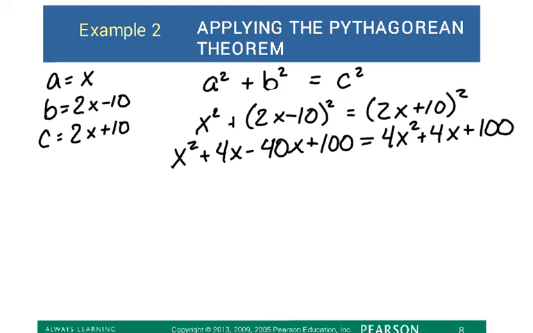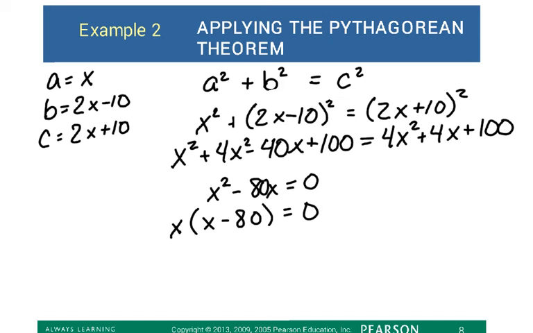Alright, now get everything on one side, so we can set this equation equal to 0. And combine like terms, of course. Oh, sorry, this was supposed to be squared right here. So once we combine like terms and get everything on one side and set this equation equal to 0, here's what we get. x squared minus 80x equals 0. This here is pretty easy to factor actually. Just factor out an x. And we have our solutions to this: x equals 0 or x minus 80 equals 0. So x is equal to 80.